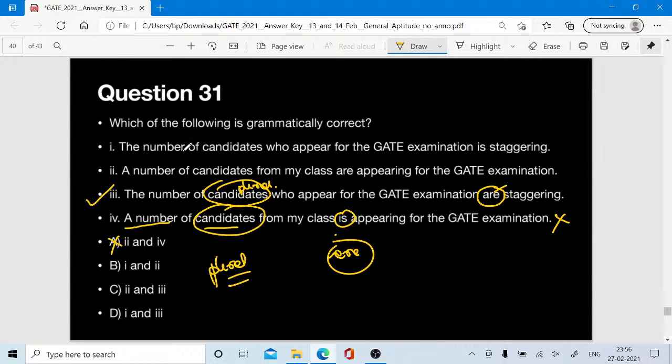The number of candidates who appear for the GATE examination is staggering. Okay, wait a minute. A number of candidates from my class are appearing for the GATE examination. Right. Fourth one is wrong. Second one is also wrong. A number of candidates from my class are appearing for the GATE examination.